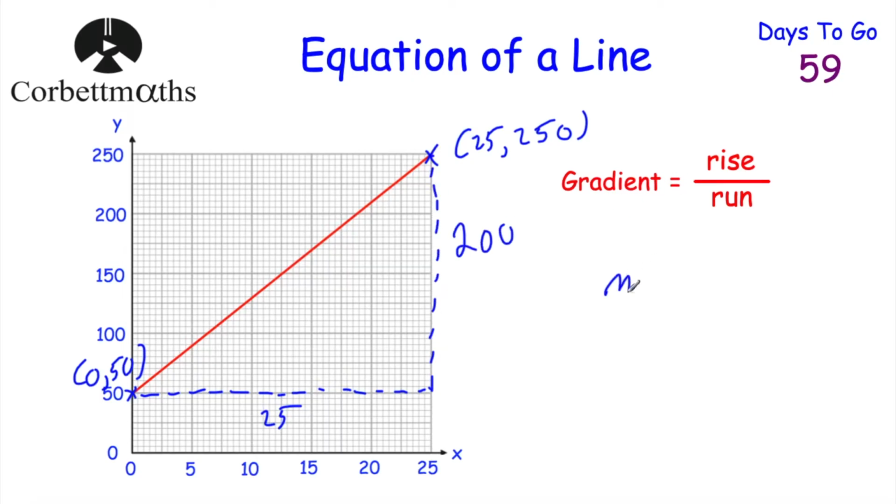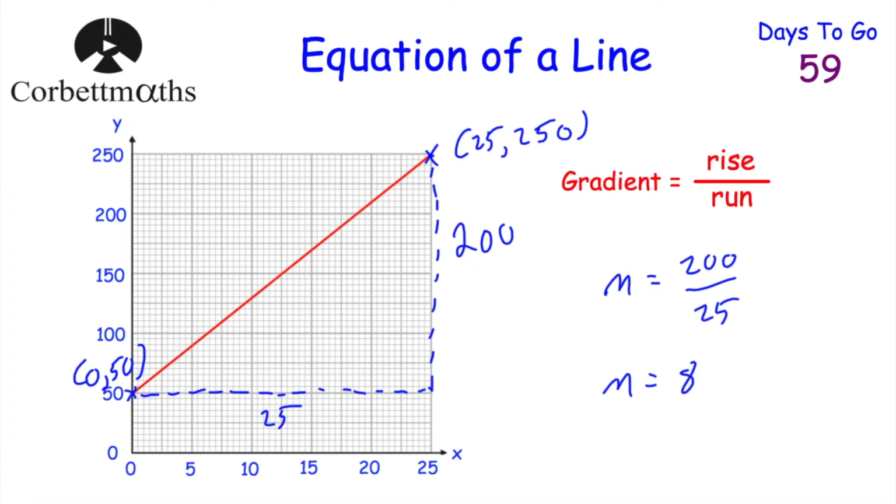So the gradient, which is m, is equal to the rise, which is 200, divided by the run, which is equal to 25. And if we do 200 divided by 25, that's equal to 8. So the gradient of this line is 8. That means for every 1 unit you go across, you're going to be going up 8. So across 1, up 8, across 1, up 8, and so on. For instance, if we go from 0 to 5, that'll be going up 40, and so on. So the gradient of this line is equal to 8.